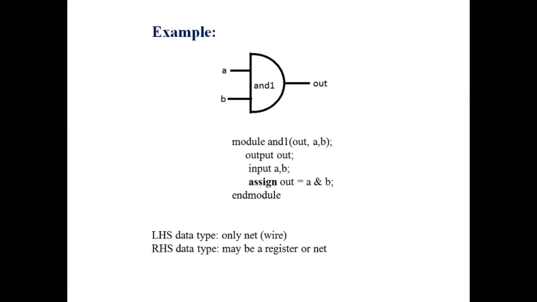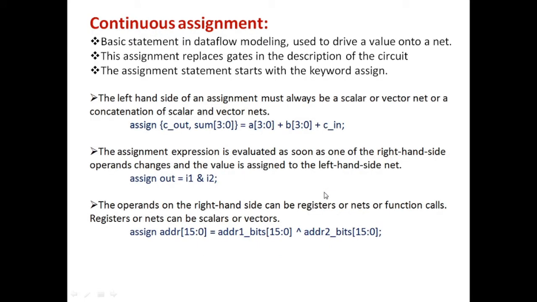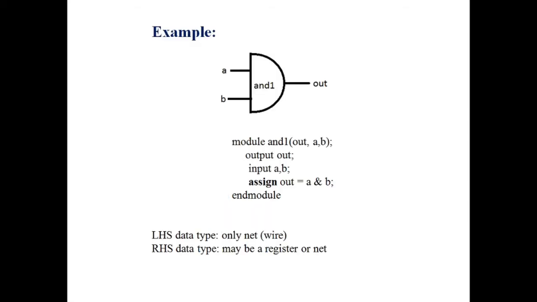Okay, so this is one more thing. This is a simple example. Assign. This is my output variable. Module name is and1. Assign out equal to a and b. So what do you call this? It is a continuous assignment. The continuous assignments are the most basic statements in our data flow modeling. These continuous assignment statements are used to drive a value onto a net, because in the previous example I said this is my output variable out, and this out is of type wire or net.